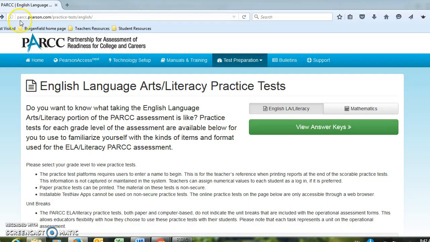And you're going to go to this website, parcc.pearson.com. And again, your teacher has a handout showing you how to get to this website. And when you get here, it should look something like this. You want to go to test preparation, and you can select either sample items or practice tests. It's very much up to you. Both of them will give you the same practice.